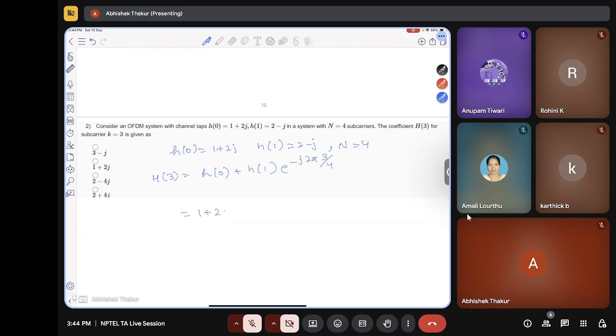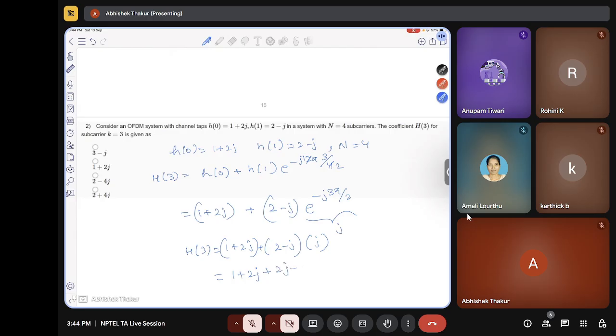So now we can substitute the values, minus 3 pi by 2. So this value will become j. We will get H3 as 1 plus 2j plus (2 minus j) into j. Minus j squared will become minus of minus 1, so plus 1. It will become 2 plus 4j. So option D is the correct answer for this question.